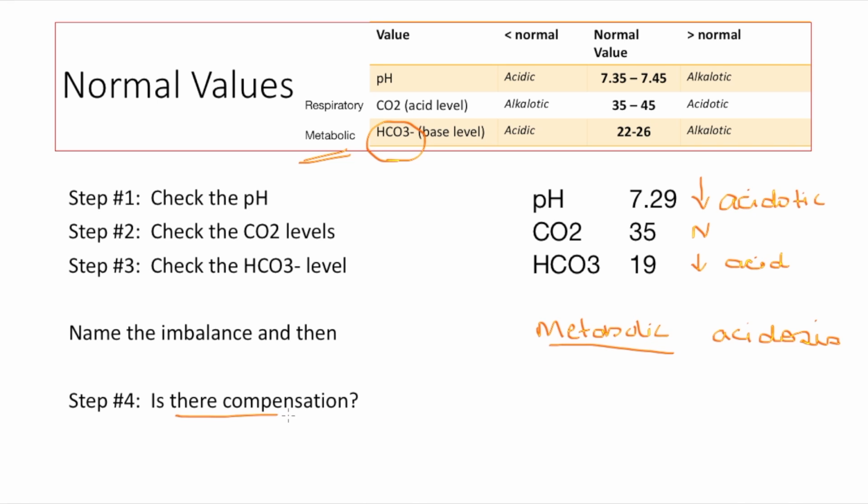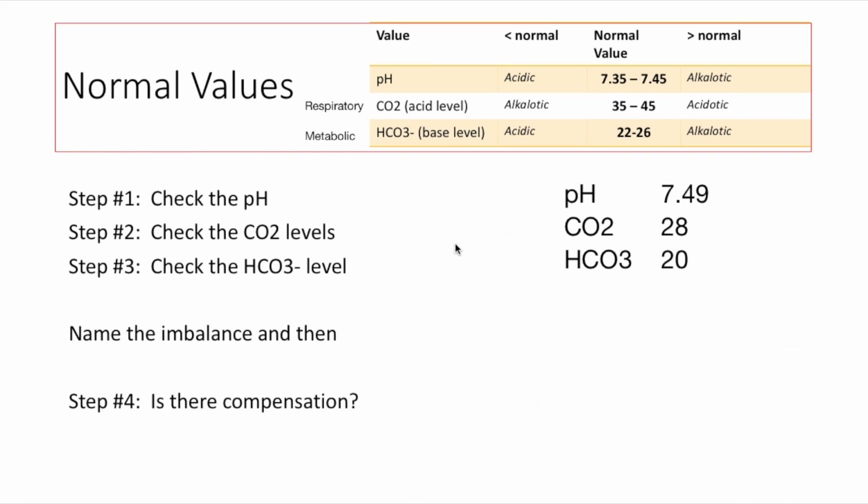Now to determine if there's compensation, I'm going to look to see if the lungs are helping out. Because it's a normal value, the lungs have not kicked in. So metabolic acidosis with no compensation. All right, so you ready to try another one? Let's go. Go ahead and work this one out for yourself and then come back for the answer.